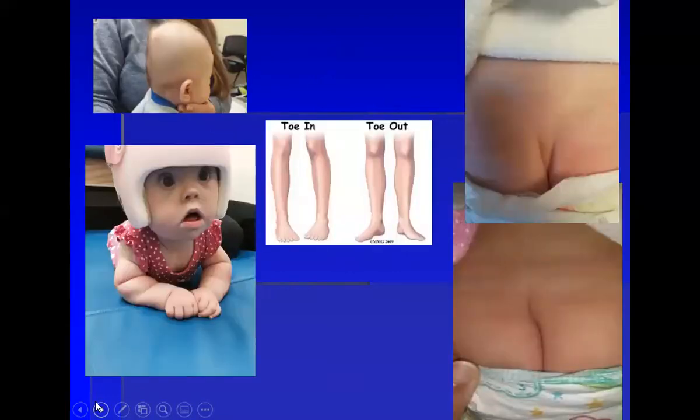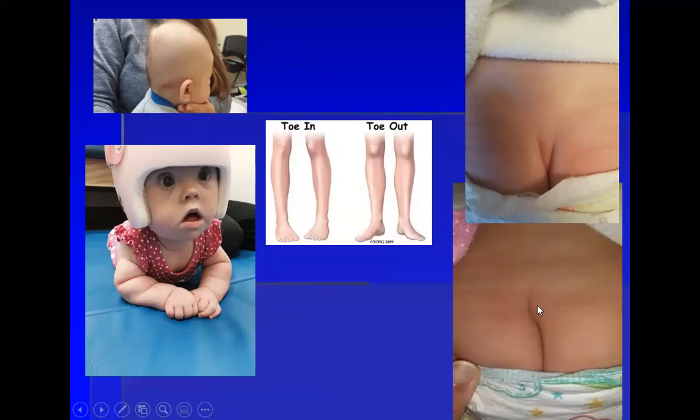Some things that you can see that are visual. Here's a baby that has a flat head, and that's what I was talking about when they have torticollis, when they have restricted movement in their neck. There's constant pressure against the same spot in their head, and you will start to see a flat head.